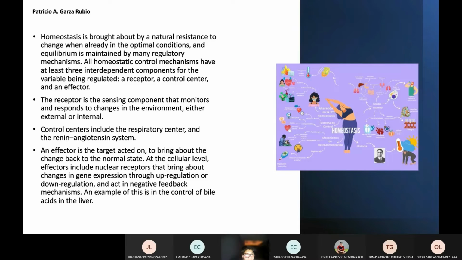At the cellular level, effectors include nuclear receptors that bring about changes in gene expression through up-regulation or down-regulation, enacting negative feedback mechanisms. An example of this is in the control of bile acids in the liver.